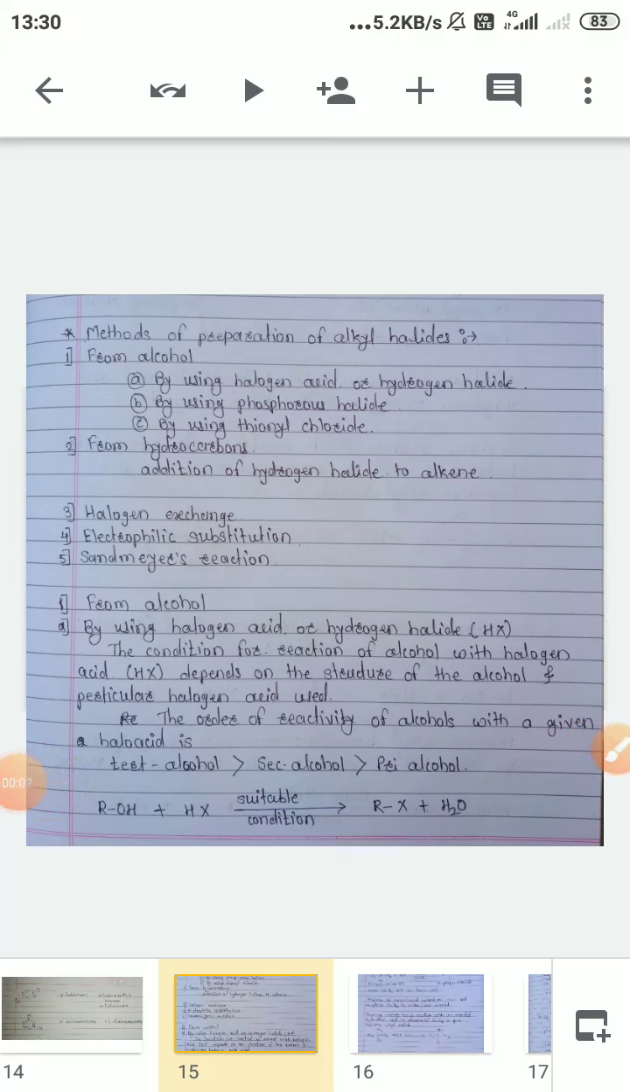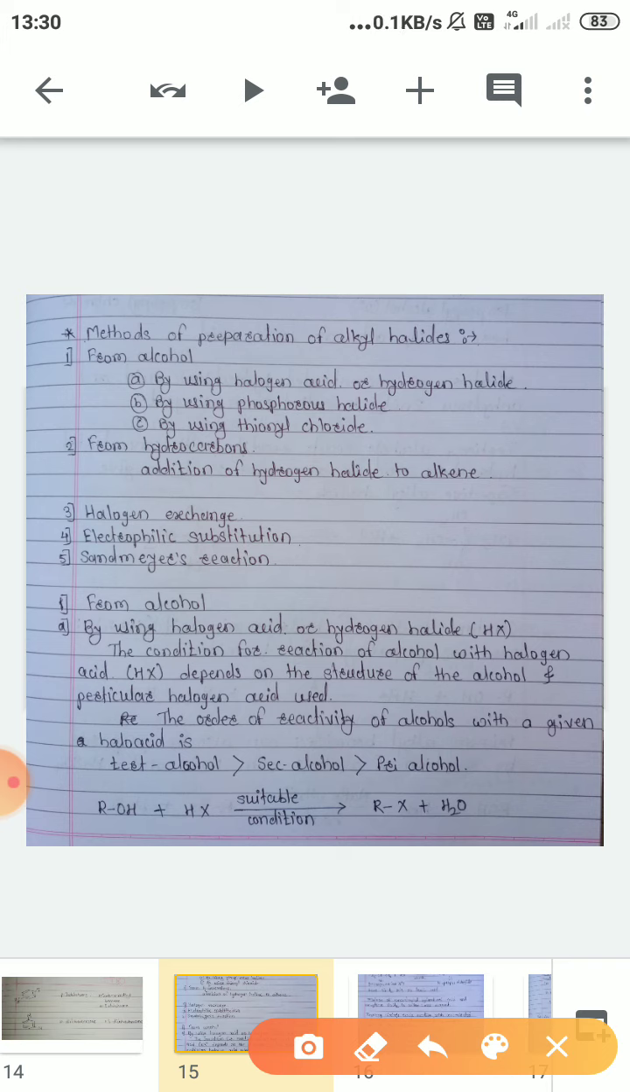Hello friends, last time we have seen halogen derivatives, in which we have completed introduction and IUPAC nomenclature and common name systems of alkyl halides, along with classification of alkyl halides. Now the next part of this chapter is methods of preparation of alkyl halides. That means how we can prepare alkyl halides by using other chemicals or other compounds.